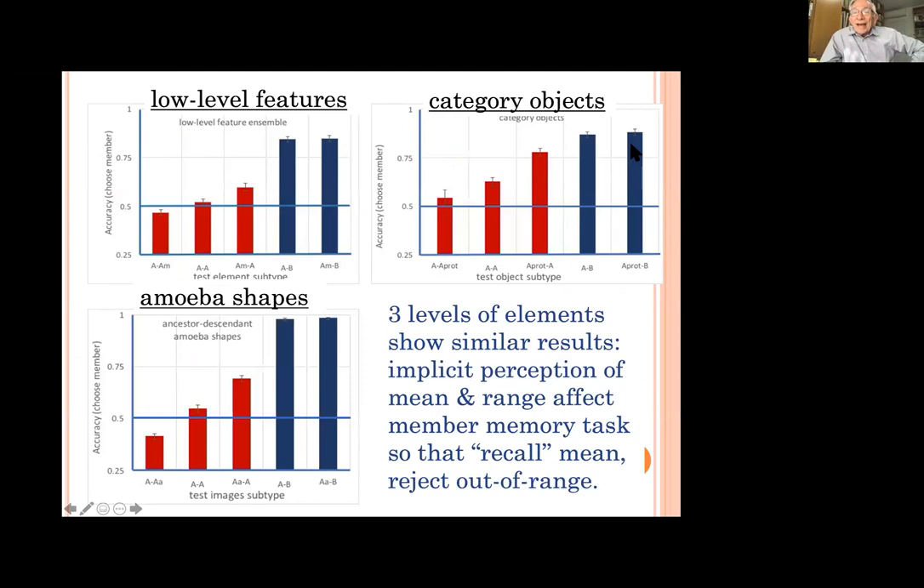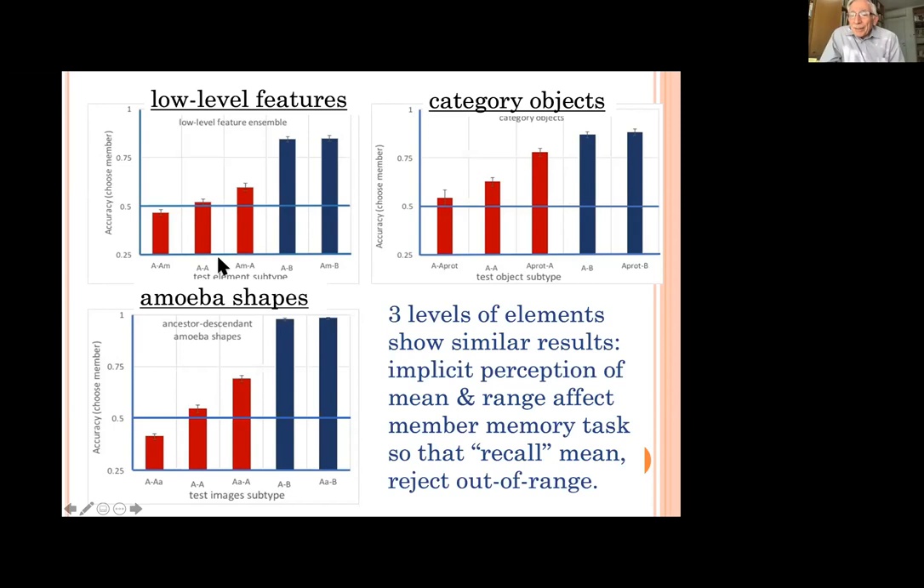So in every case, we get exactly the same kind of result: when one of the tests, the seen one, is equal to the mean or the prototype or the ancestor, we're choosing it more often. When the new one is, we're choosing it more often, and therefore we're getting more wrong, and the same for categories. So therefore, we feel more confident that categorization has a similar kind of mechanism underlying it as does set ensemble perception.